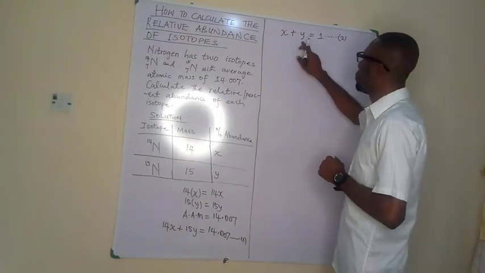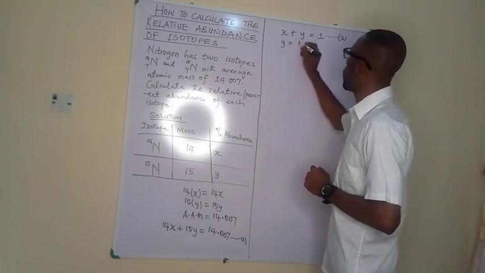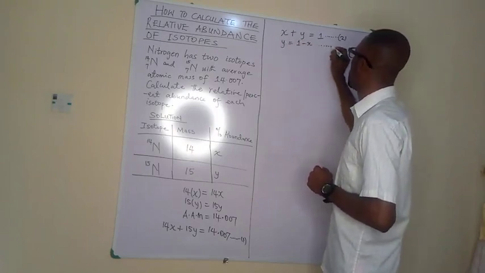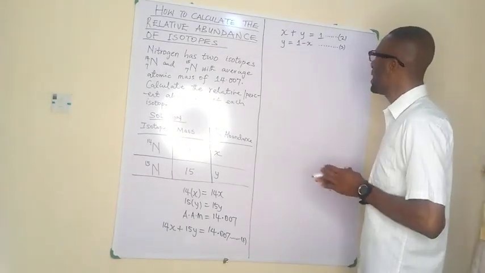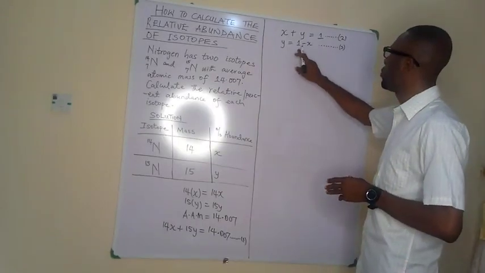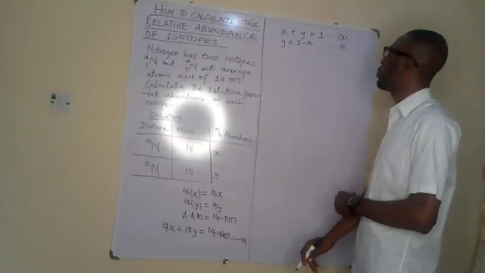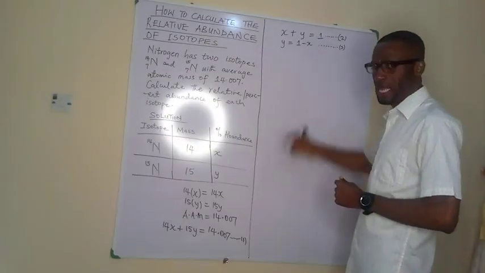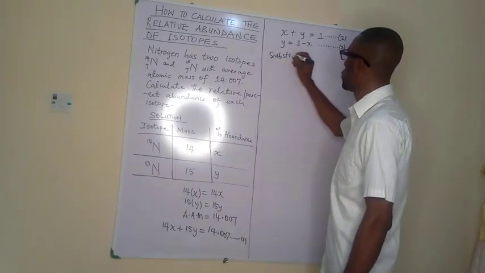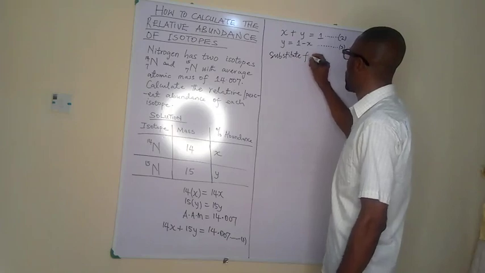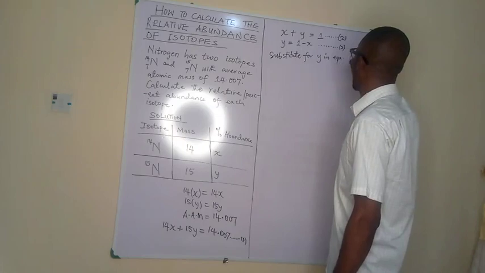Now, from this equation 2, if we want to make y the subject formula, we will know that y is equal to 1 minus x. Permit me to call this equation 3 as we proceed. Now, next thing we're going to do is to substitute for y in equation 1. Wherever we see y in equation 1, we substitute it with 1 minus x. So in that case, we say substitute for y in equation 1.